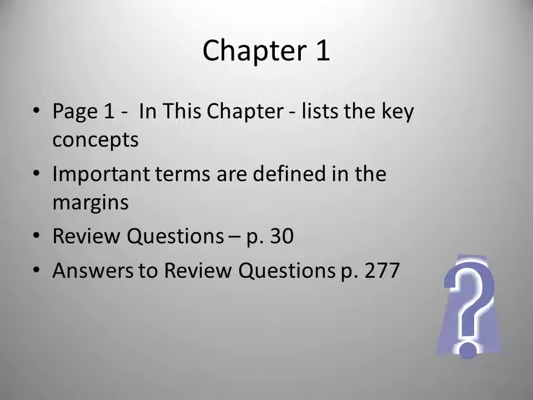Chapter 1. Let's talk a little bit about it. On page 1, there's a little list on the side that says in this chapter, and that lists the key concepts for this chapter. Those are what I would consider the most important concepts for you to understand. Please also notice that important terms are defined in the margins of the book, and that's the quickest way to come up with a definition for any particular key terminology. At the end of the chapter, there's a set of review questions, and there are answers to those review questions at the end of the book.